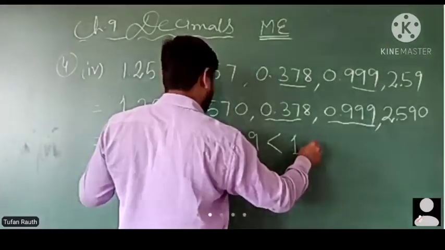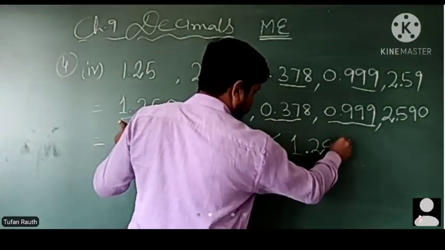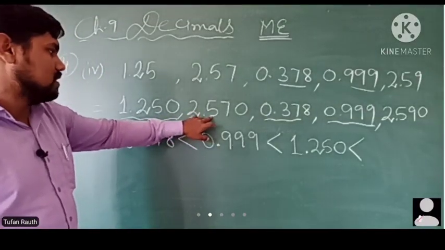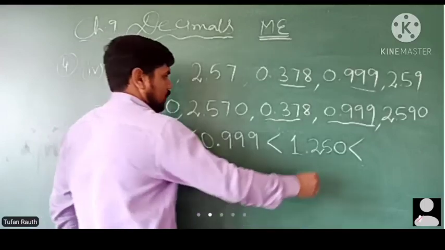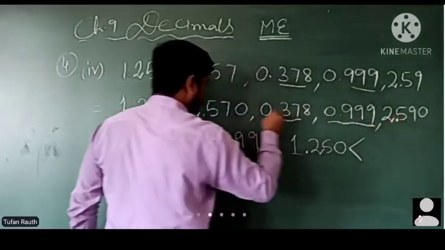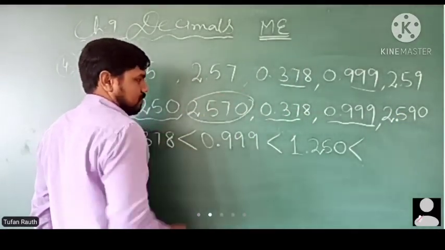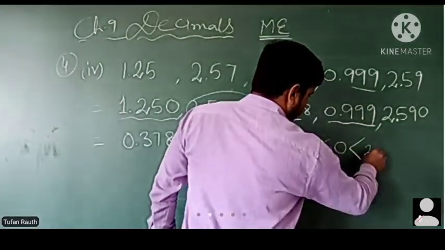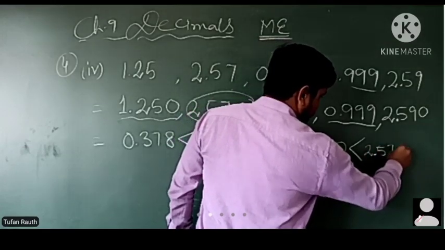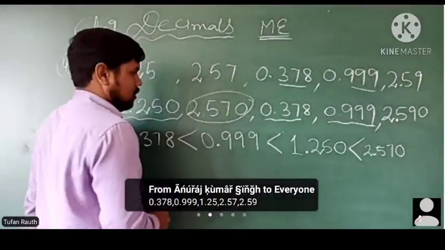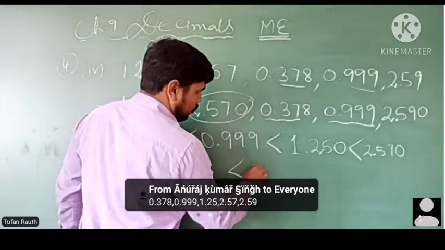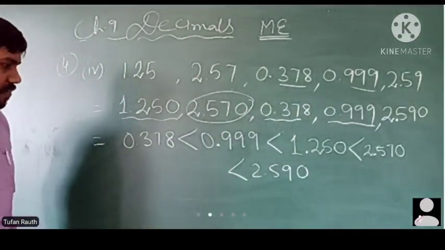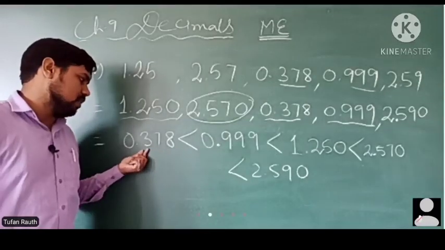So 1 decimal 250. After then we have 2 decimal 570 and 2 decimal 590. So which one is smaller? So 570. 2 decimal 570 is smaller than 2 decimal 590. So here it will be 2 decimal 570 and at the last it will be 2 decimal 590. So the greatest one is 2 decimal 590 and the smallest one is 0 decimal 378.